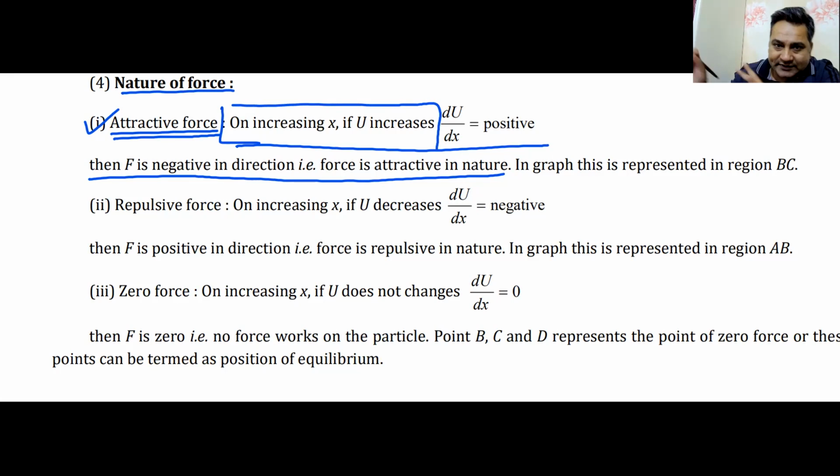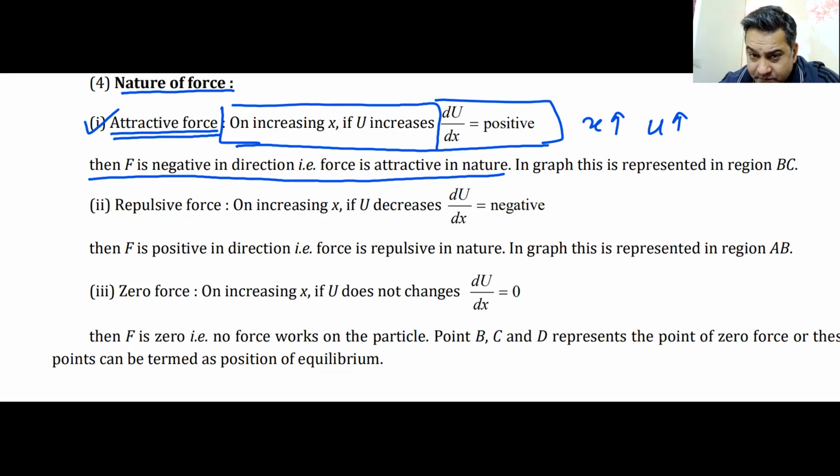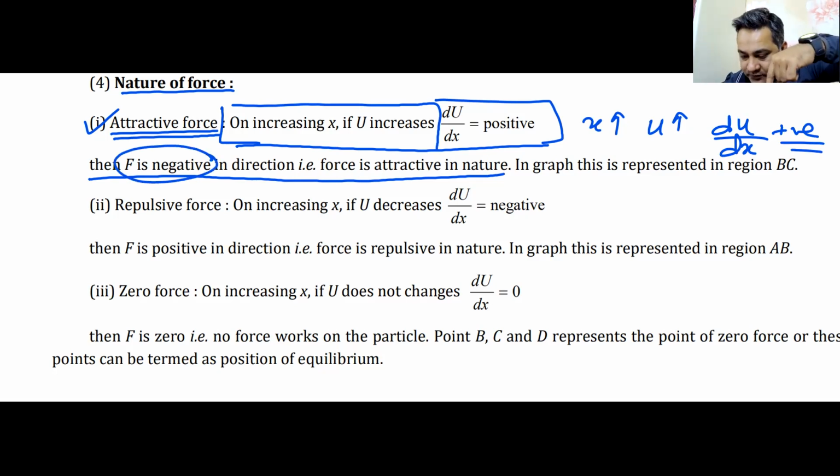Now, if on increasing x, U increases and U is a function of x, that means the derivative dU by dx, the slope, is positive. If you increase x, U is increasing. That means the slope is positive. Remember differentiation: positive slope, negative slope. So dU by dx, which is the slope of this curve, is positive. That means F is negative, because F is the negative of that slope. And the force is attractive. We have understood attractive force. When is the force attractive? When x increases, if energy increases, force is attractive. As simple as that.